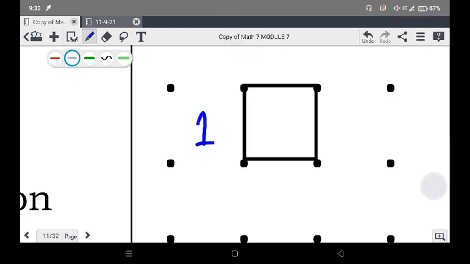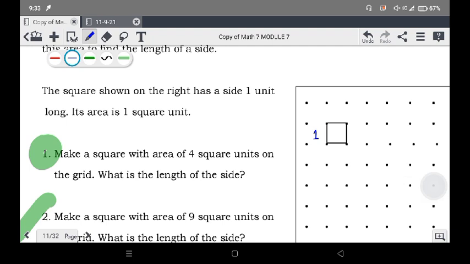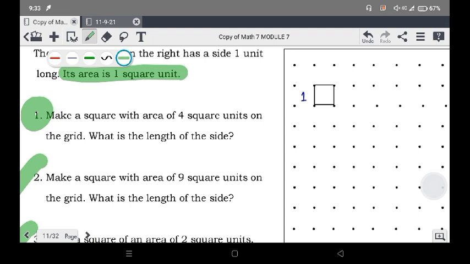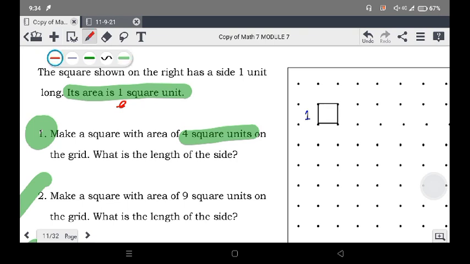Okay. So this is 1 unit long. Its area is equal to 1 square unit. Now, number 1, make a square with area of 4 square units. Okay. So as you can see here, 1 square unit matches 1 length of its side. So here, of course, since we have 4 square units, let's try to make a square with 4 units as a length. Okay, so here. So start at this point. Ha? Dia. So makita mahim uta line 1. Ay, sorry.